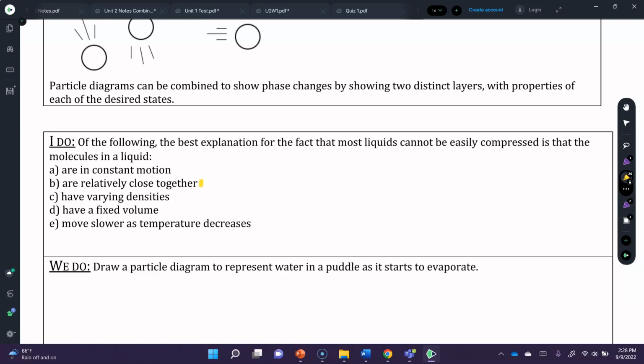They have a fixed volume? Well, that's true, but that might be because they are close together. And they move slower as temperature decreases? Well, that's true for everything. So the best one here is that they are relatively close together, which prevents them from becoming even closer together. And that does then lead to it having a fixed volume, but the fact that they are closer together is the primary reason.